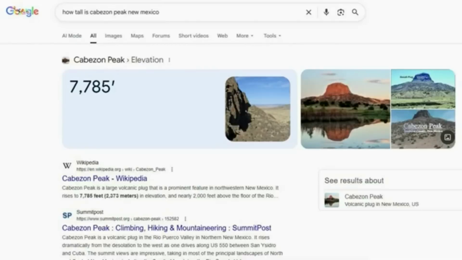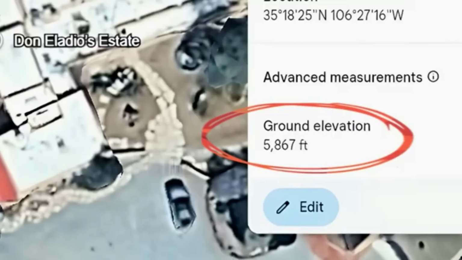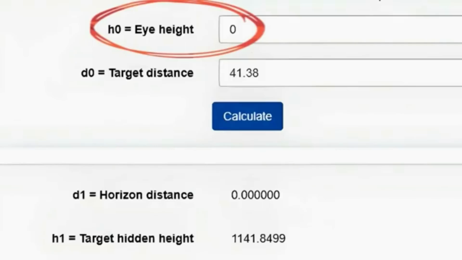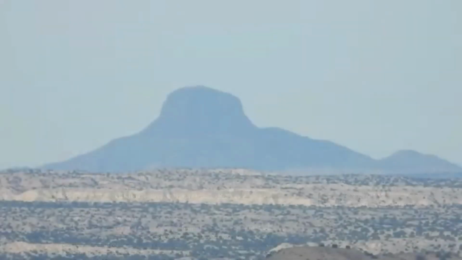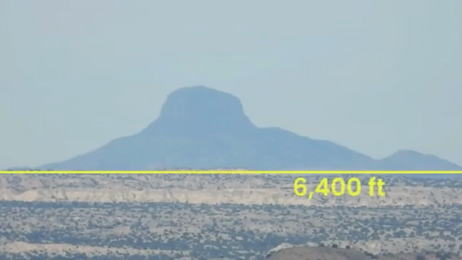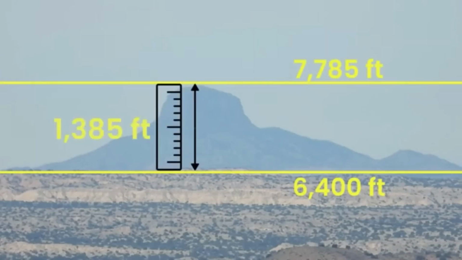The top of Cabezon Peak is said to be 7,785 feet, and if the bottom of Cabezon Peak is 6,400 feet, the elevation difference from bottom to the top is 1,385 feet. I hope I'm not losing you guys with all these numbers. I hope this visual helps. The average elevation of the bottom of Cabezon Peak is 6,400 feet. The peak is at 7,785 feet. From the bottom to the top is 1,385 feet.